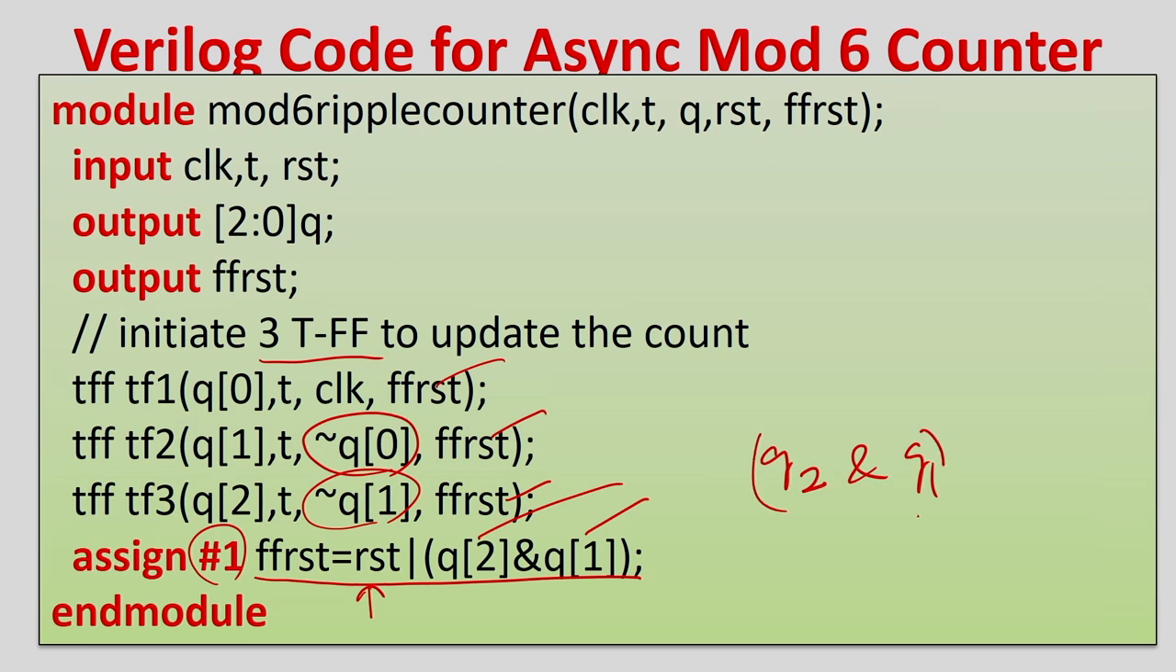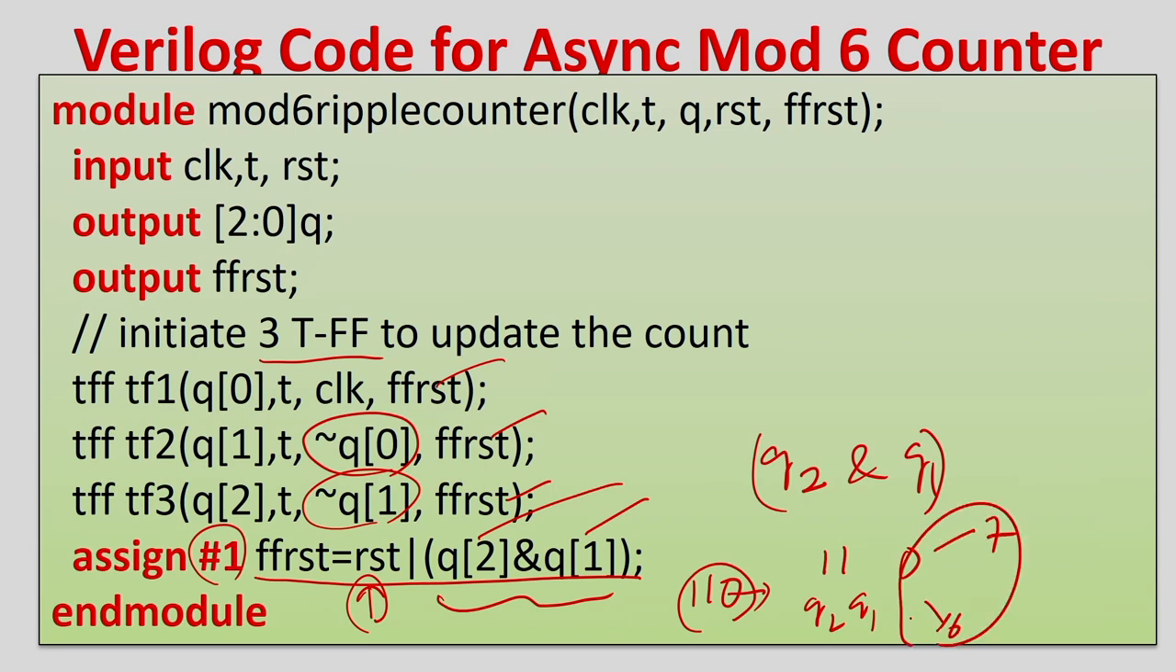If this condition is true, then you reset the flip-flop, either by external reset or by this condition. That means this will check for 110, though 0 may not be required to check, but at least 1 1. So, Q2 is equal to 1 and Q1 is equal to 1. If it is 0, then it is 6, and if it is 1, it is 7. So, we do not need to care, because 7 is higher than that. If Q2 and Q1 are equal to 1, it generates a reset signal and makes it 0.